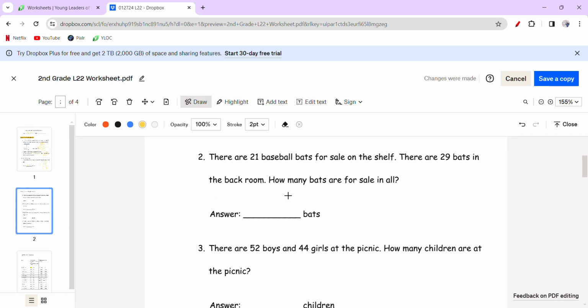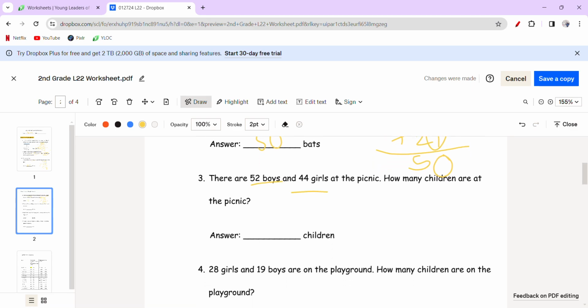There are 21 baseball bats for sale on the shelf. There are 29 bats in the back room. How many bats are for sale in all? So again, we are adding. It would be 29 plus 21. 9 plus 1 is 10. So this is when you regroup. So once it reaches 10, you put a 0 down here and you put a 1 up there. 2 plus 2 is 4. 4 plus 1 is 5. So you would have 50 bats.